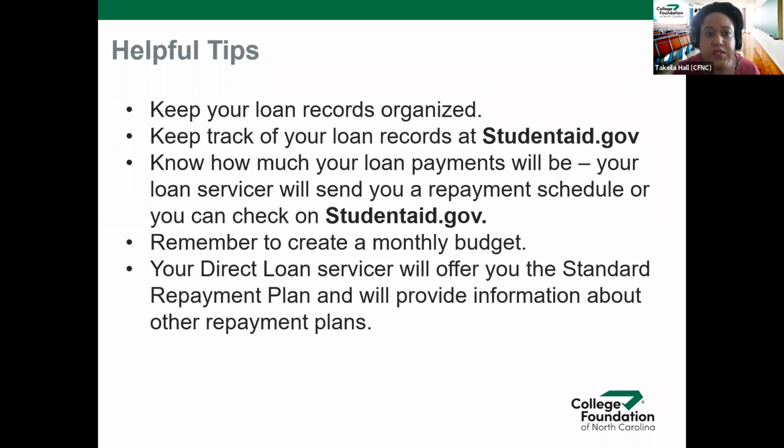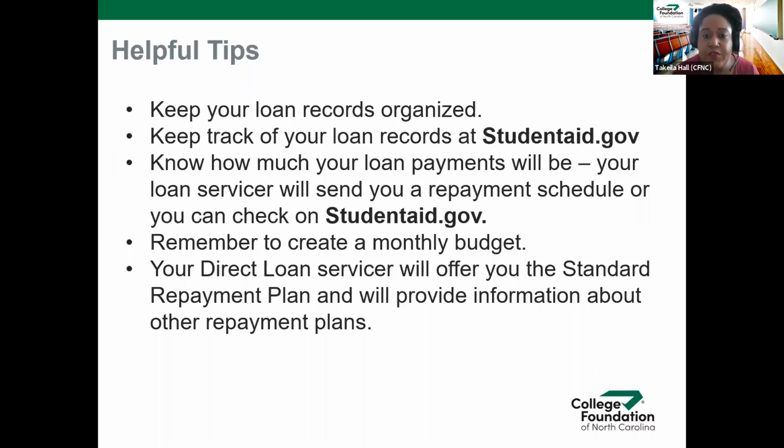Now, here's some helpful tips for you. Keep your loan records organized. You want to keep track of your loan records at studentaid.gov, so you can keep track of all your information right there. Know how much your loan payments will be. If you don't know that, your loan servicer will send you a repayment schedule, or you can check studentaid.gov.